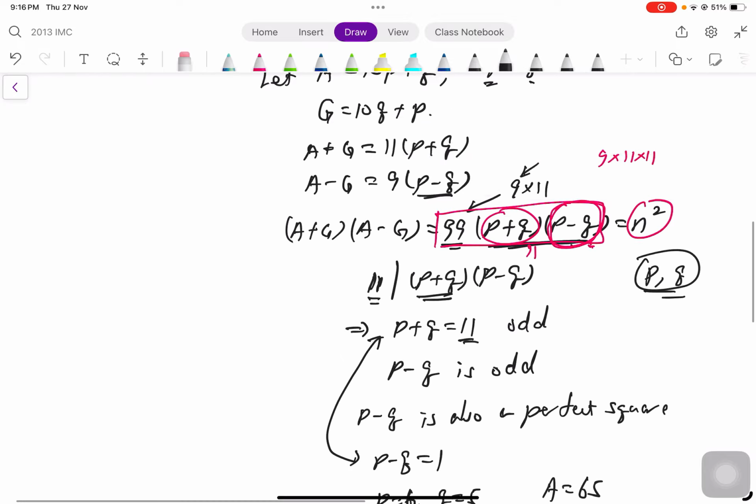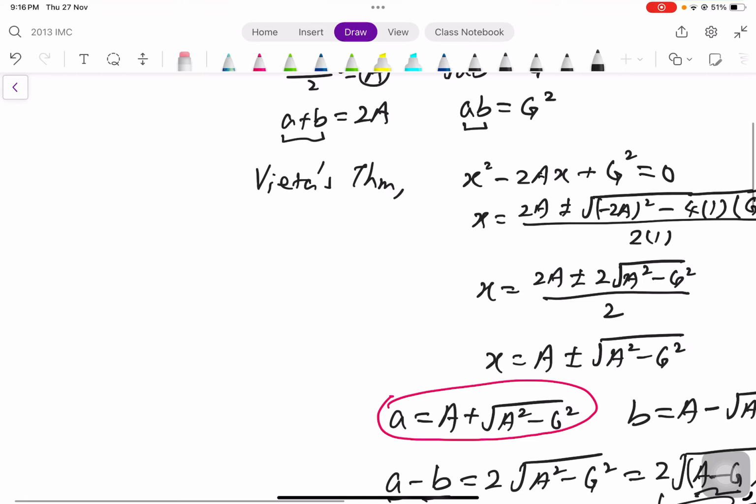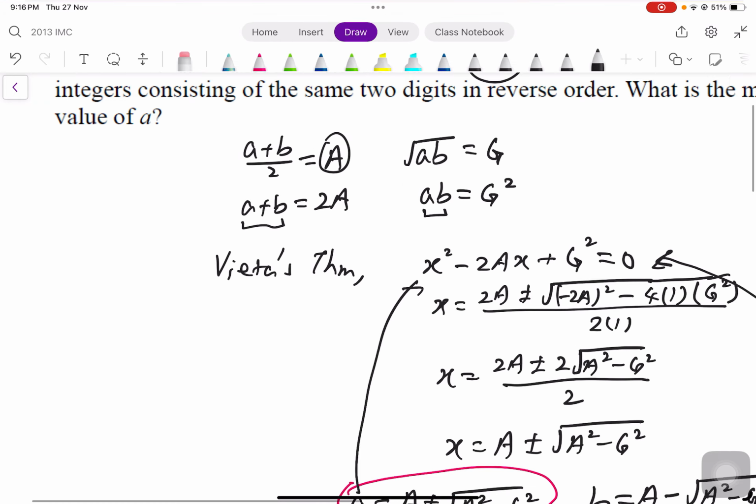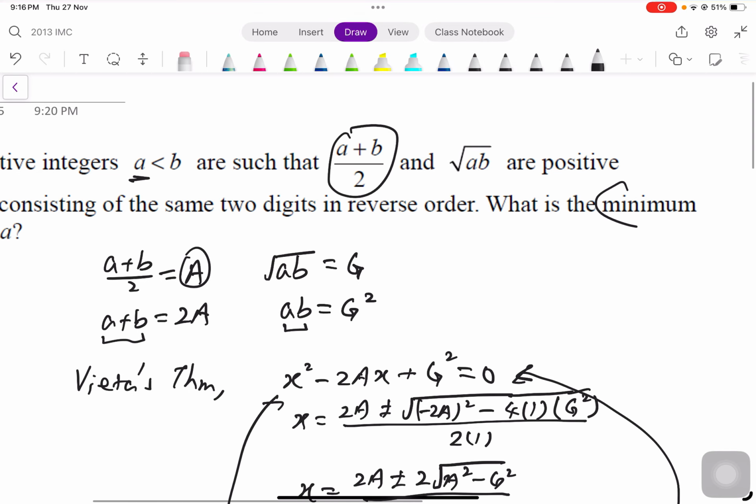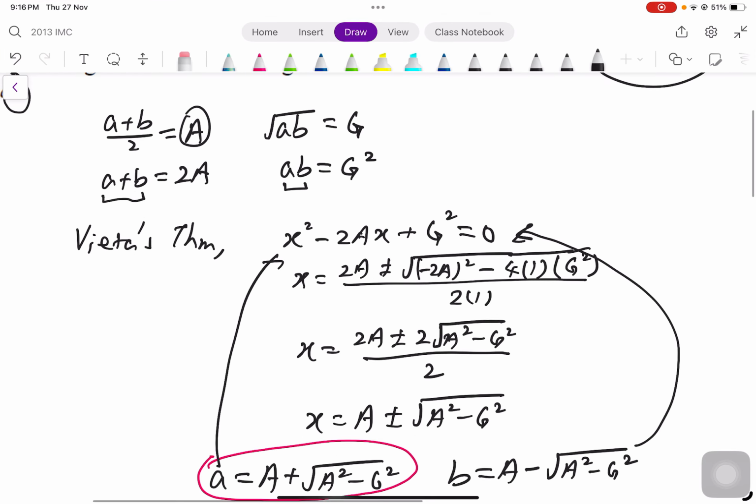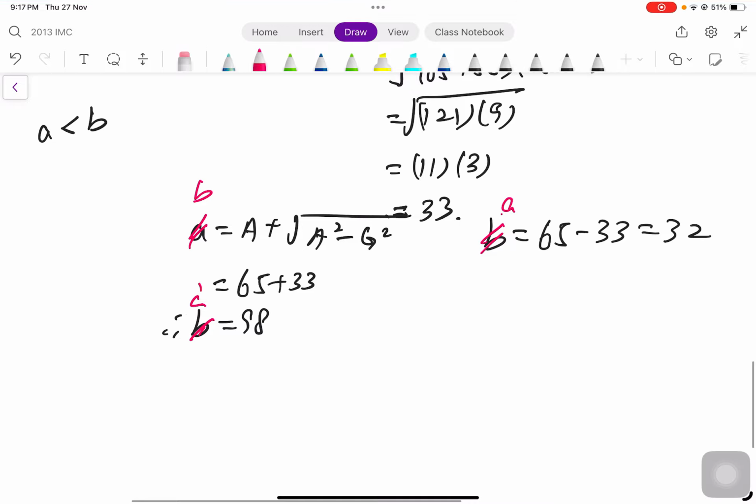But the thing is, A and B are the roots of this equation, right? And they ask for the minimum value of A. Can you see that I did it the other way around? By right, A should be less than B. Therefore, can I say that you change this to B, and then you change this to A? Therefore, this is A, and then this is B, sorry.